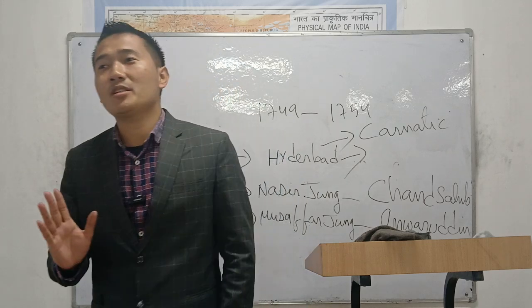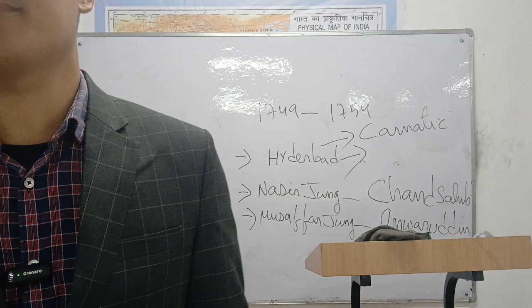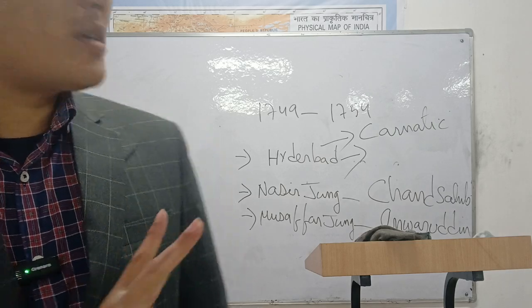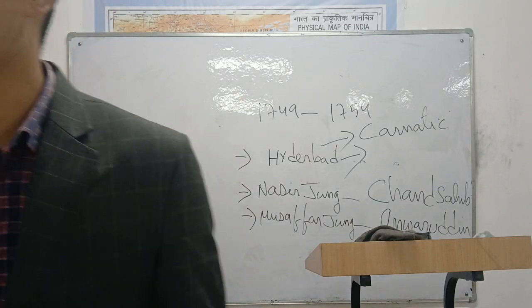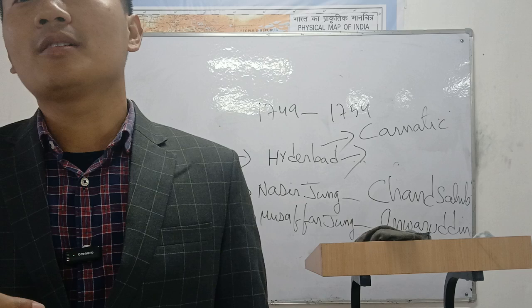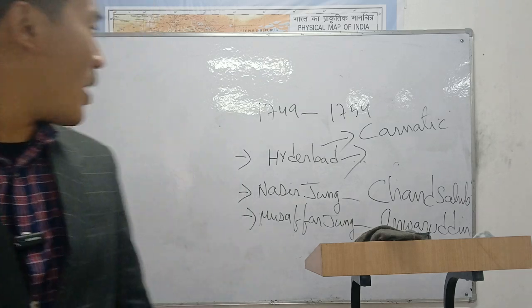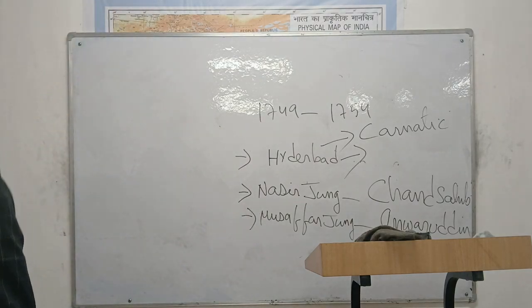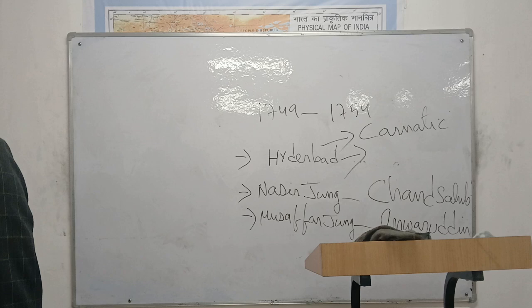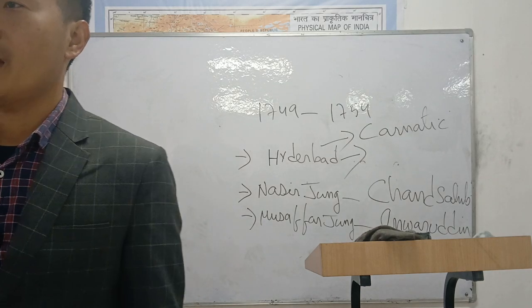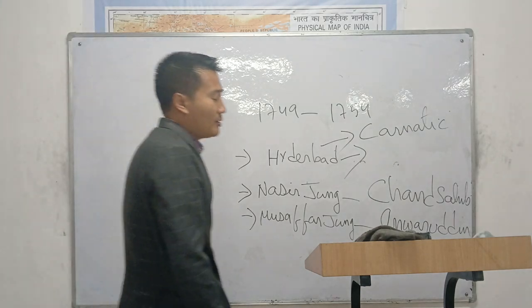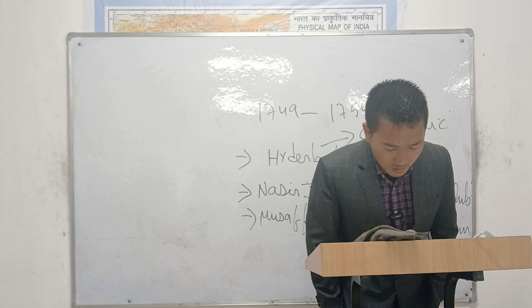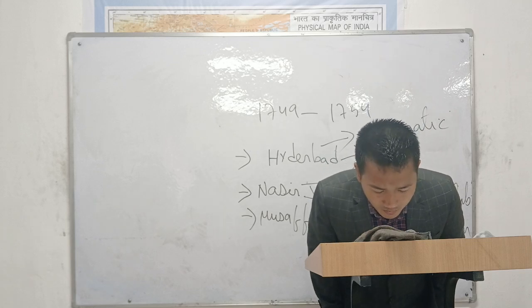So please remember these two names, often asked in exams. The names are too important. Nazir Jung, Muzaffar Jung, for what reason? Second Anglo-French War. Why Chanda Sahib? Why Anwaruddin? The Second Anglo-French War. And it ended in the year 1754 by the Treaty of Pondicherry. Please write down the Treaty of Pondicherry.